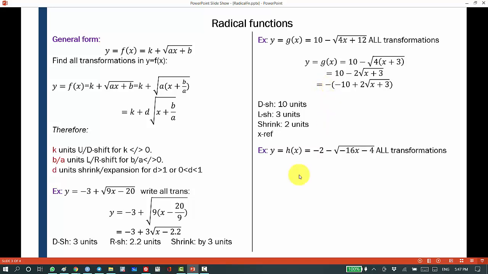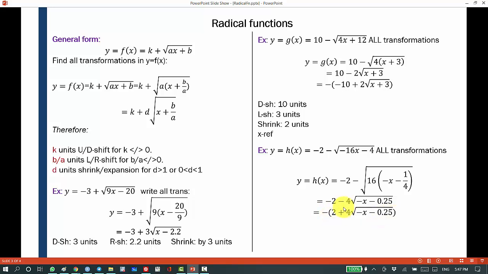Next, consider y is equal to h of x, which is minus 2 minus square root of minus 16x minus 4, and write all transformations. As always, we start with taking 16 as a common factor. Inside we get minus x minus 1 over 4. The square root of 16 is 4, which we take outside. Inside we have minus x minus 0.25.